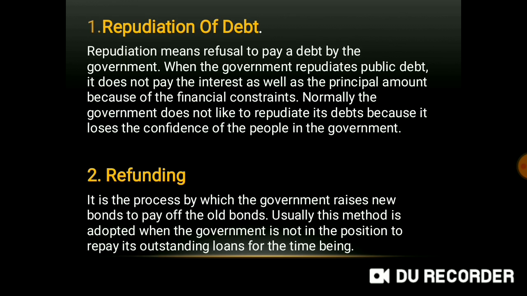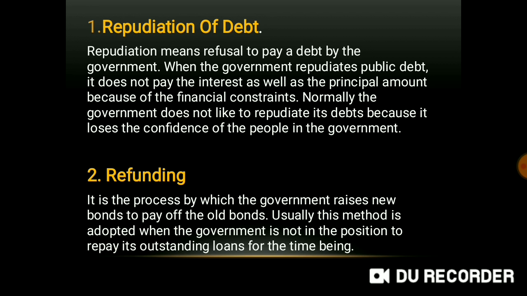The first one is repudiation of debt. Repudiation normally means refusal to pay the debt by the government. Whenever the government repudiates public debt, it does not pay the interest amount as well as the principal amount. And this is done usually because of the financial constraint faced by the government. Normally, the government does not want to repudiate its public debt because it normally loses the confidence of the people on the government. So, this is what is meant by repudiation of debt.